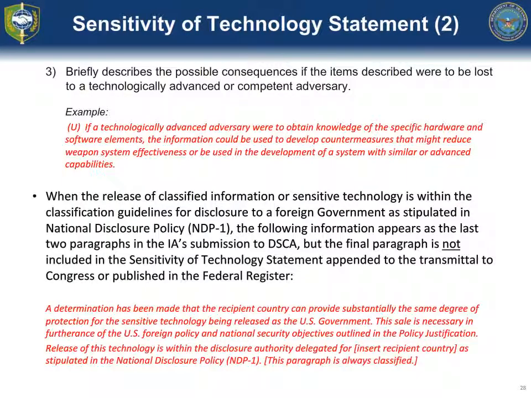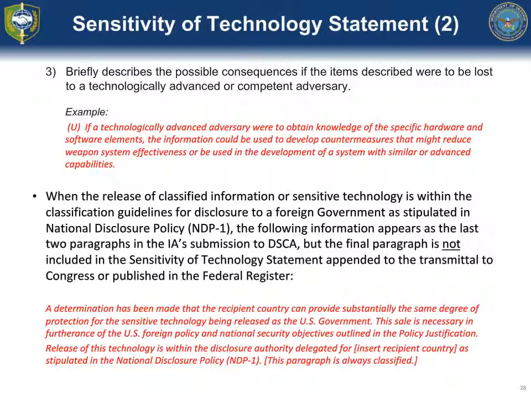Briefly describe the consequences if the items described are to be lost to a technologically advanced or competent adversary. Typically, it's going to be that the information could be used to develop countermeasures or could be used in the development of a similar advanced system. This is fairly boilerplate. Watch for situations in which your case might be different, but that boilerplate generally works fairly well. When the release of classified information or technology is within the classification guidelines for disclosure to a foreign government as stipulated in NDP 1, you have 2 more paragraphs that go into the sensitivity of technology.